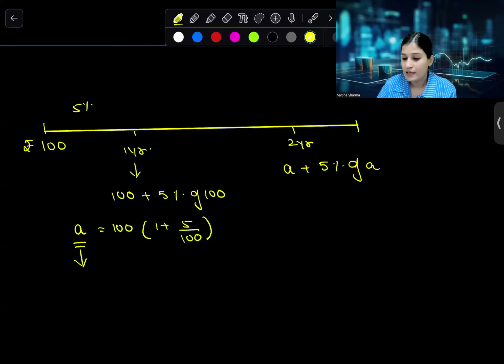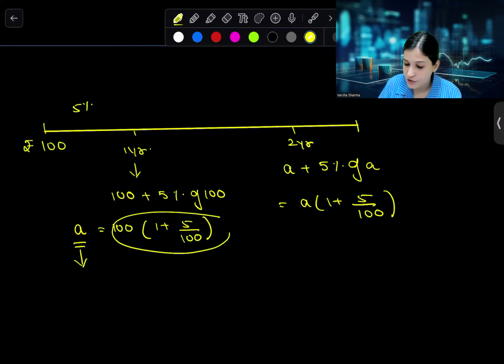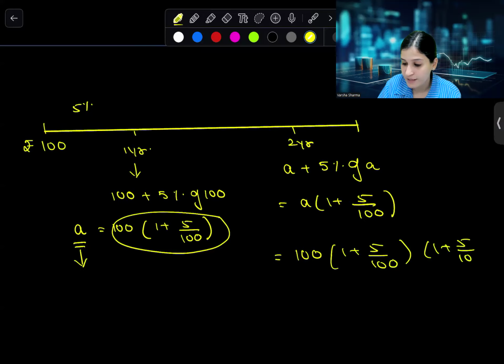So again taking A common, 5% is 5 by 100. Any doubt till here? Now I'm putting this value of A here. 100, 1 plus 5 by 100. This is A. And there is one more 1 plus 5 by 100. So this becomes 100 into 1 plus 5 by 100 whole square.